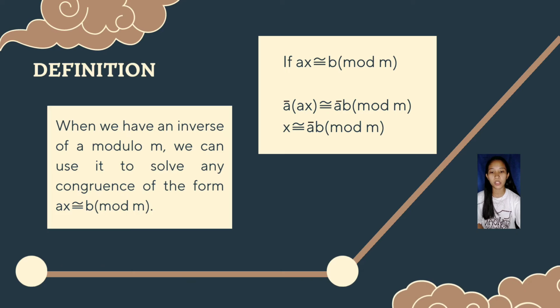So when we have an inverse of A modulo M, we can use it to solve any congruence of the form AX is congruent to B mod M. To see this, let inverse of A be an inverse of A modulo M so that A times inverse of A is congruent to 1 mod M. Then if AX is congruent to B mod M, we can multiply both sides of this congruence by inverse of A to find that inverse of A times AX is congruent to inverse of A times B mod M, so that x is congruent to inverse of A times B mod M.